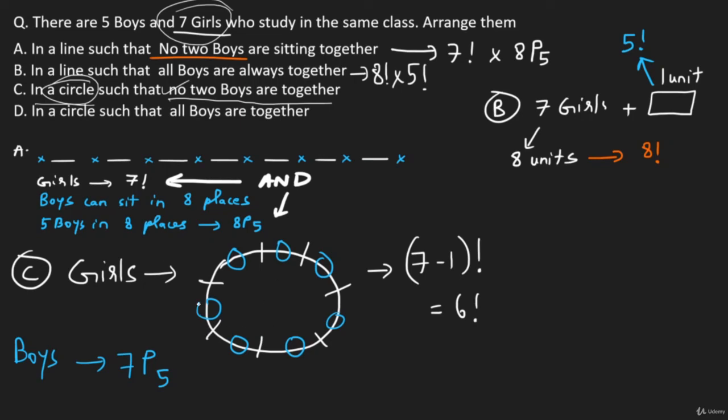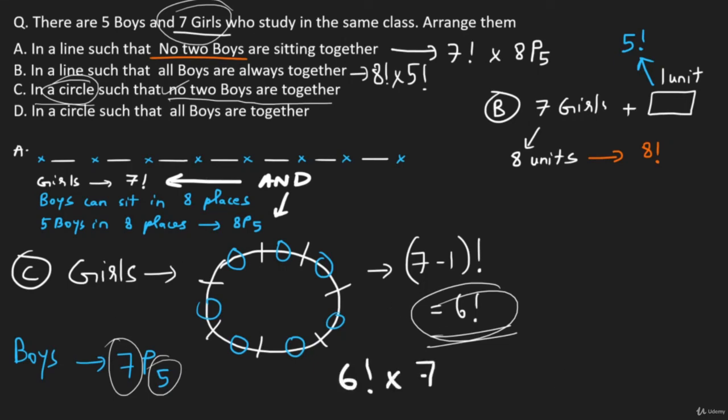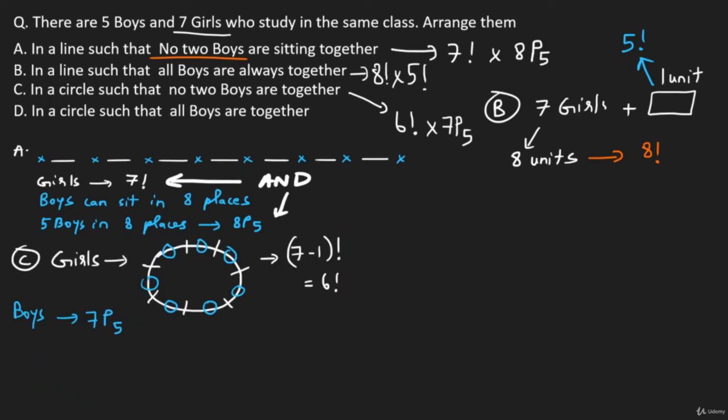And it's no longer a circular matter, because once you fix something in a circular arrangement, it becomes equivalent to a linear arrangement. So in each of these 6 factorial ways, the girls are already fixed around the circle. Therefore, in each of these 6 factorial ways, you can arrange the boys in 7 places, and we have 5 boys. So that can be done in 7p5 ways. Therefore, you can arrange the girls and the boys in 6 factorial into 7p5 ways, which is the answer to this question. Let's do the last question over here.